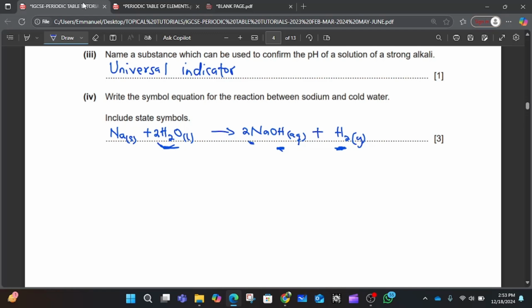And we can see that this balancing has also affected sodium. Sodium is 2 on the product side. It is 1 on the reactant side. So you have to add 2 to the sodium. Sodium is a metal, so the state symbol is solid. Water is the only liquid in chemical reactions. Sodium hydroxide, that's a base dissolved in water, so it's aqueous. Hydrogen is a gas, so we write G.